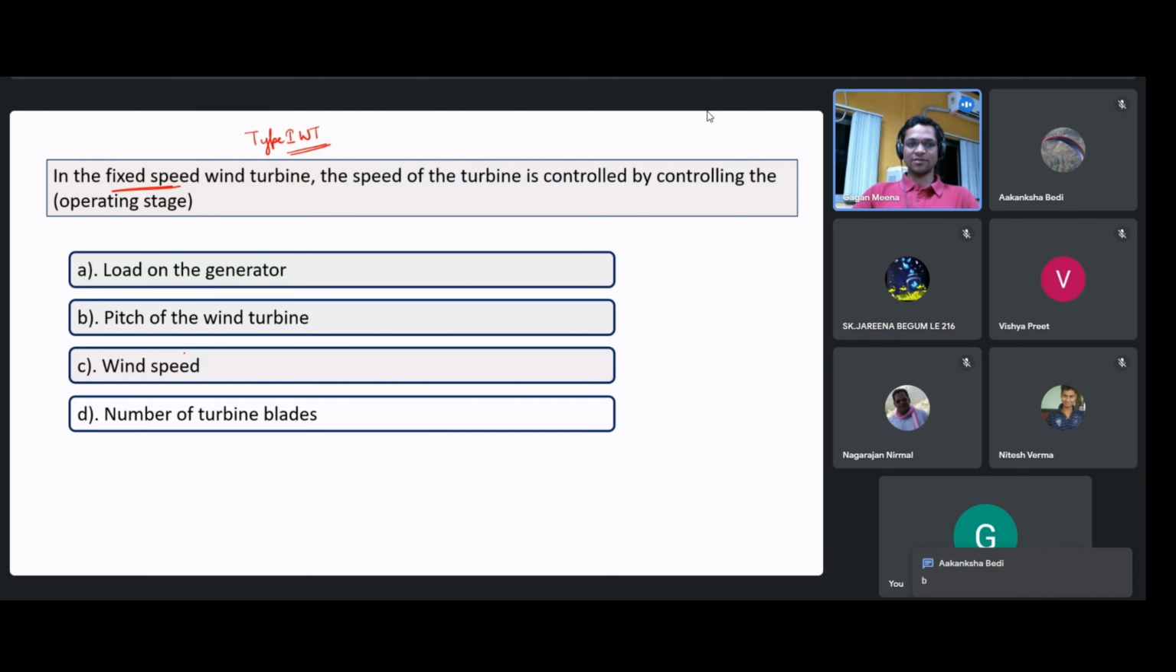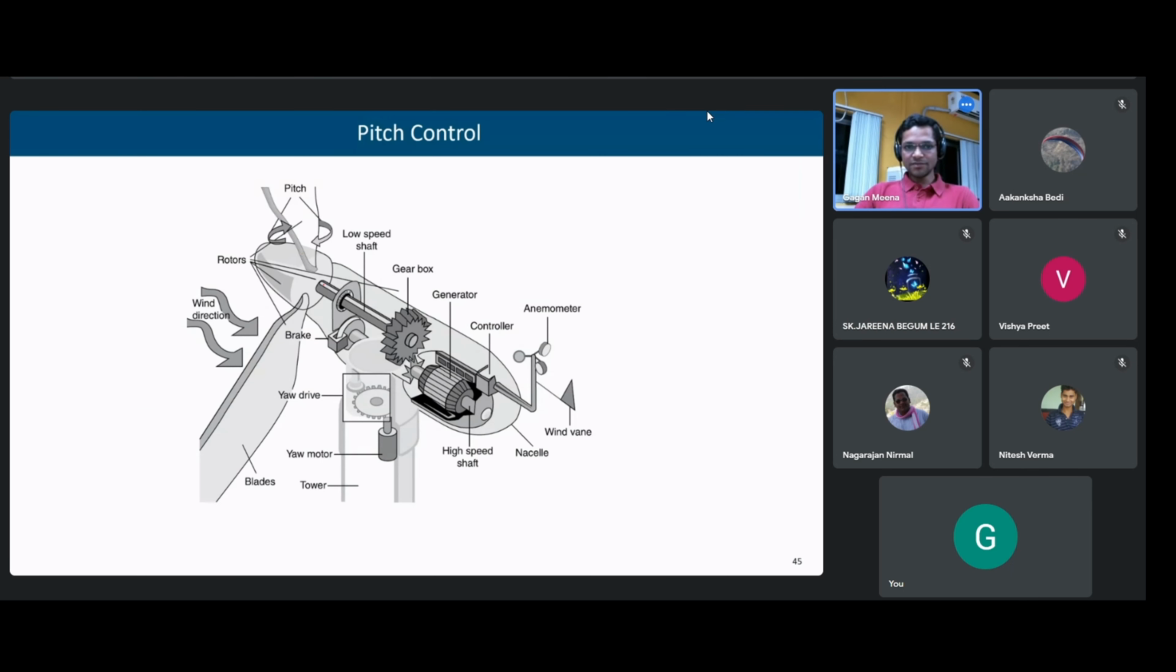Correct, B is correct. So we have to change the pitch of the wind turbine so that from the wind speed that we are getting as an input to the rotor blades, we can get fixed speed at the output. So we have to adjust the pitch of the blades. Here we can see a typical wind turbine, and this is one blade, this is the second blade, and this arrow shows that if we move these blades like this or like this, then we can change the pitch angle.